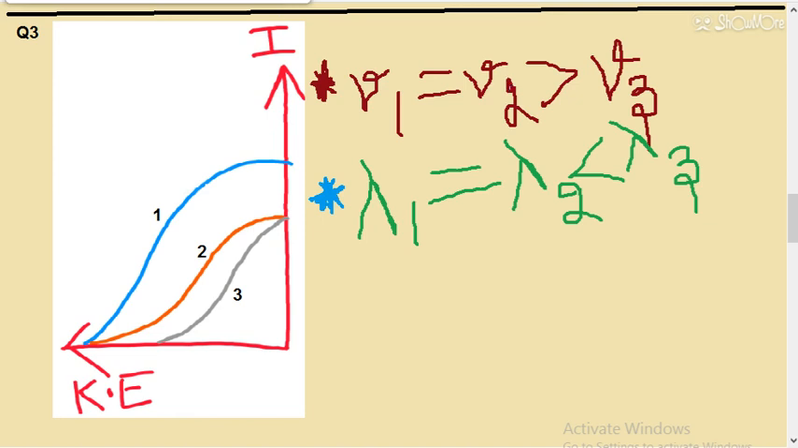Now we have to find the expression for intensity. Now the intensity of radiations I1, I2 and I3.